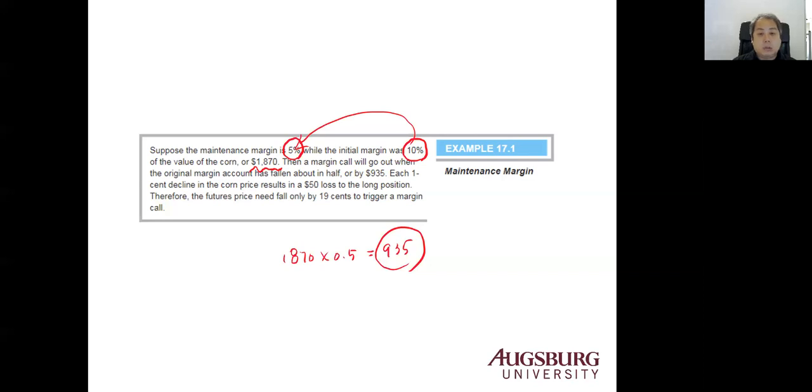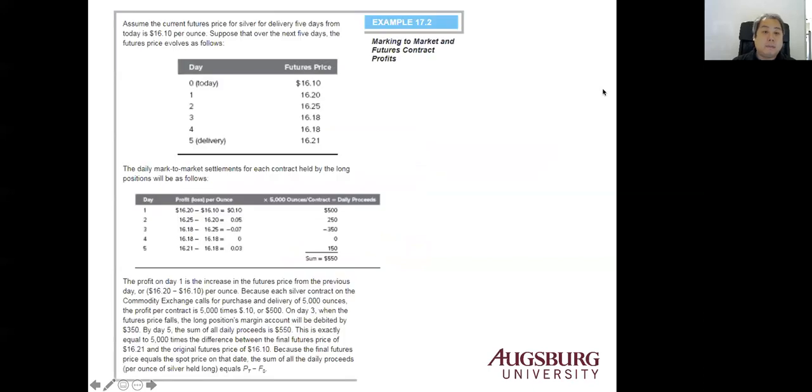Okay, so you are going to get a margin call pretty easily, because you have a lot of margin, actually, lots of margin. I mean, let's look at more detail about it in the next example. Okay, this is the futures example, marking to market. So assume the current futures price for silver, so this is a silver future.